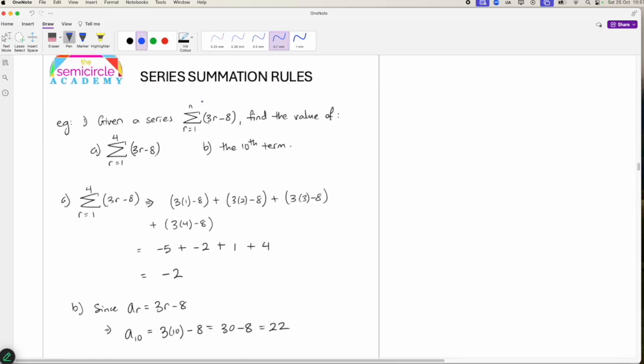Given a series of this, find the value of the summation of the series from 1 to 4 and the 10th term in the sequence.